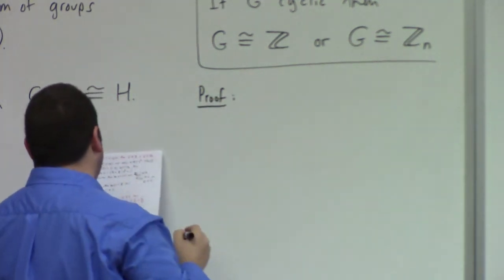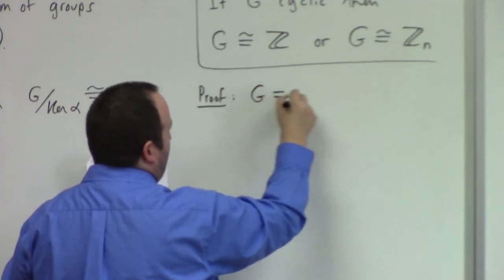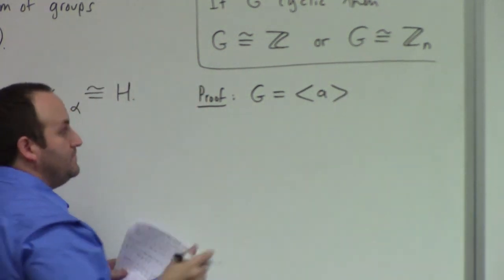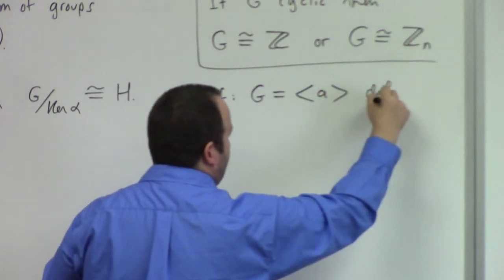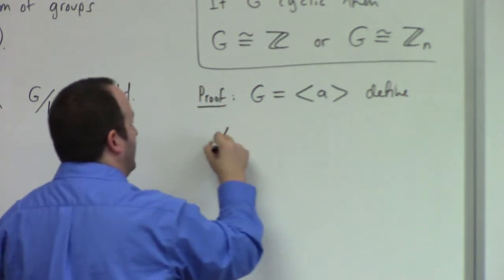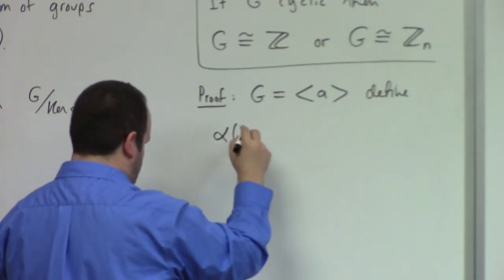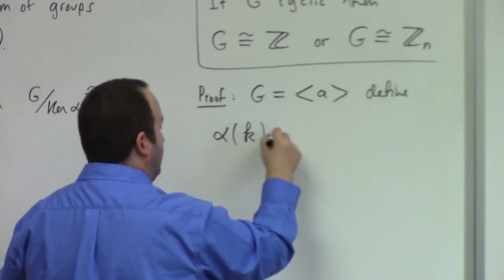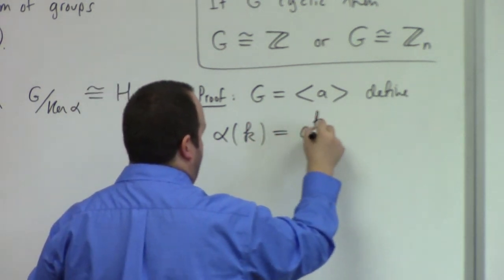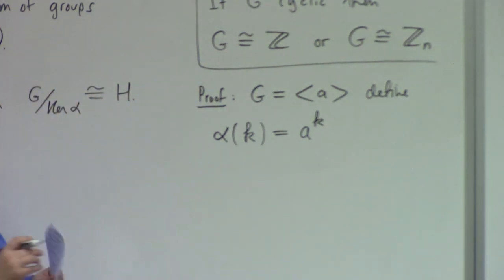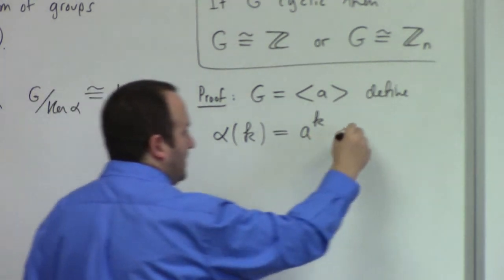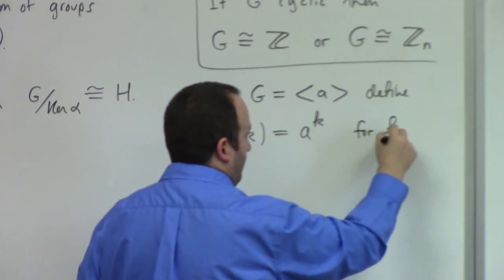Proof. That's fine. If G is cyclic, that means we can write it as being generated by some generator a, right? And then define alpha of k equals a to the power k. So this makes what? k an integer, right?